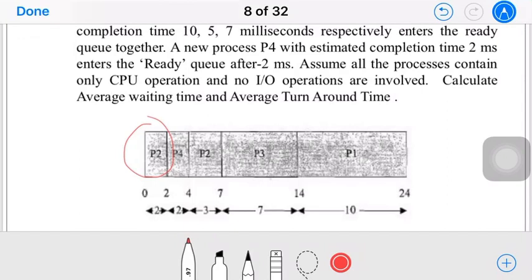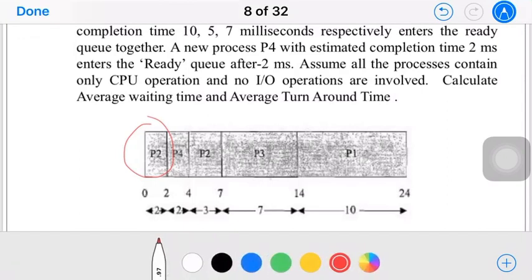2 milliseconds it has done, but 3 milliseconds more are required. So P2 requires 3 milliseconds, P4 requires 2 milliseconds. Who is taking lesser time? P4. So that's why the shortest job algorithm will be used, and P4 will get the chance to execute now rather than P2. So P4 starts executing and takes 2 milliseconds, so 2 plus 2 becomes 4 here.